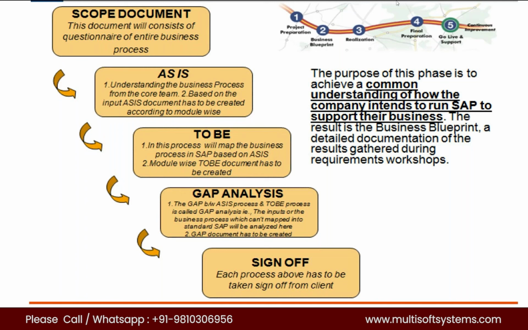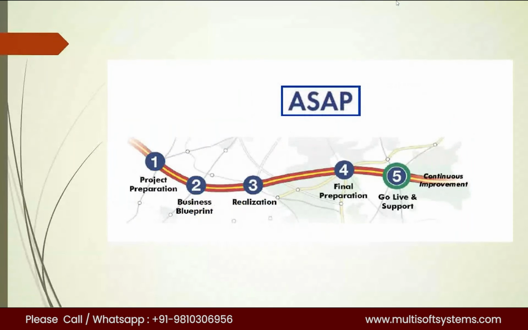But in case of the ASAP methodology, for example, each project will be going on for a minimum of 18 months. I'm speaking about implementation projects. If it's a full-fledged implementation, it will take a minimum of 18 months, starting from the project preparation phase.